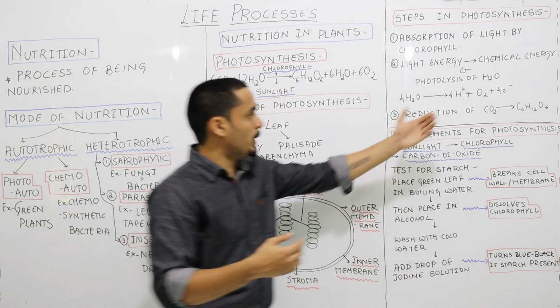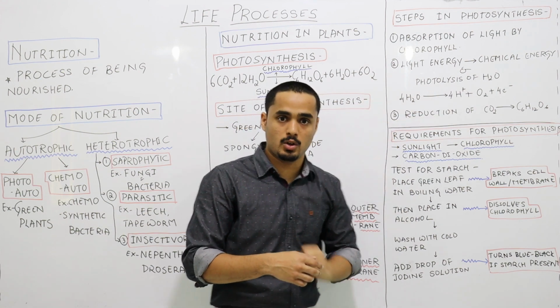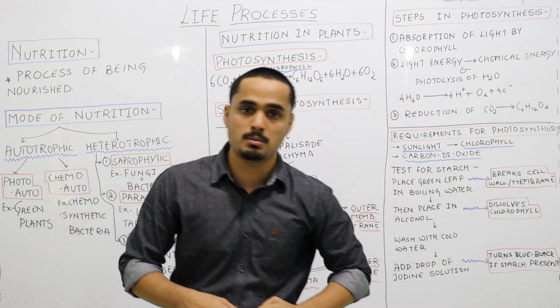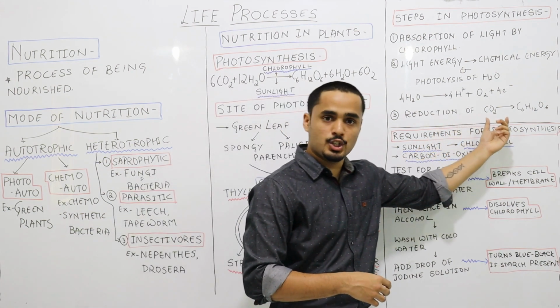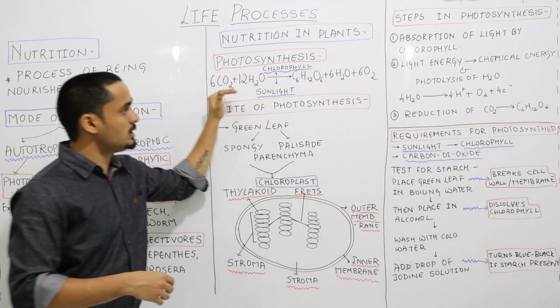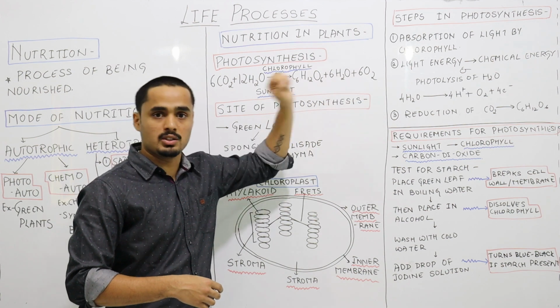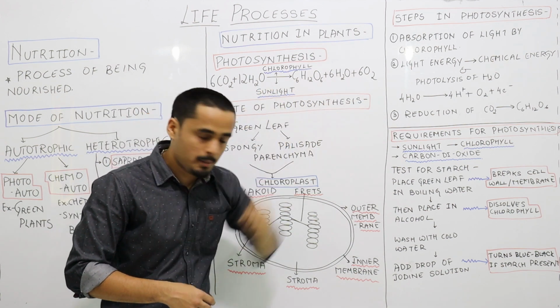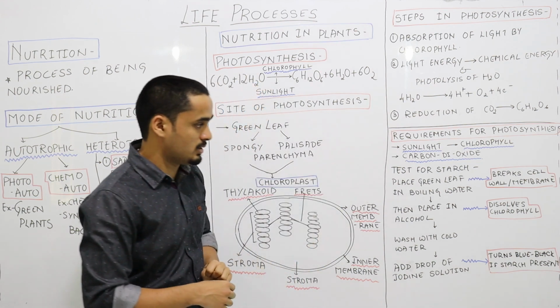So this is why the process of photolysis of water is very important for the manufacturing of the energy molecule, that is ATP. So this ATP helps in reduction of carbon dioxide to glucose, and thus we get the end result of photosynthesis, that is glucose and oxygen as a byproduct. Clear? So this is about the steps involved in photosynthesis.